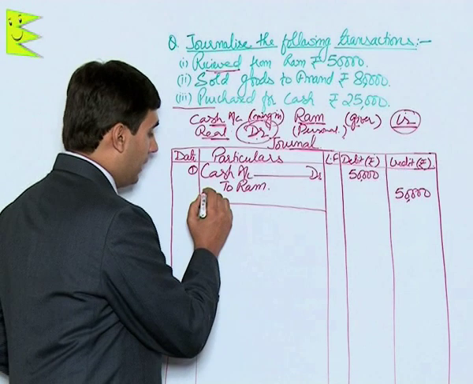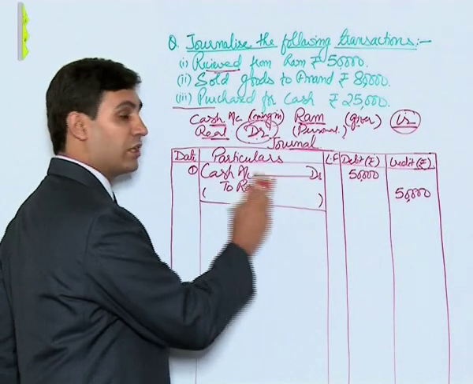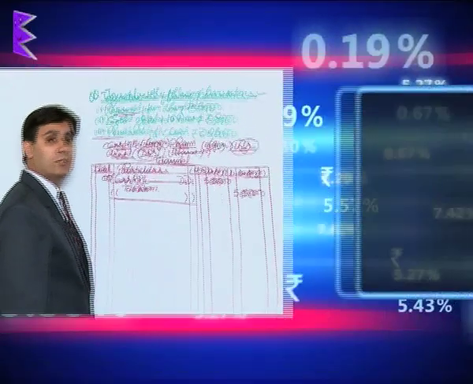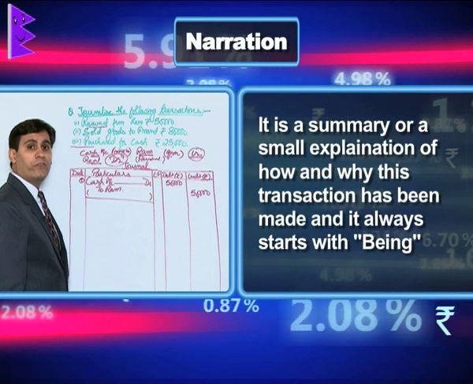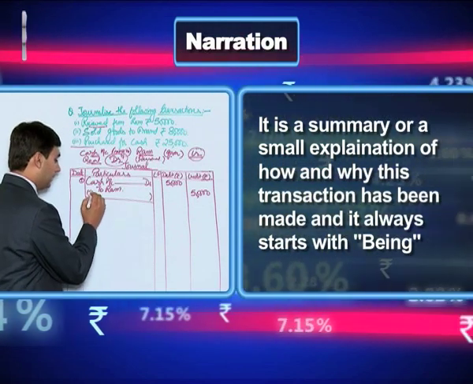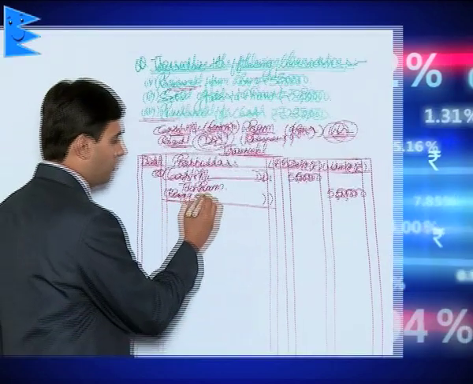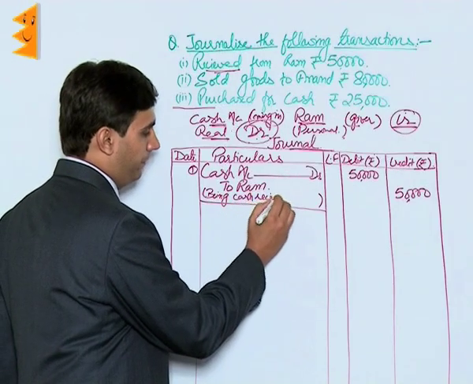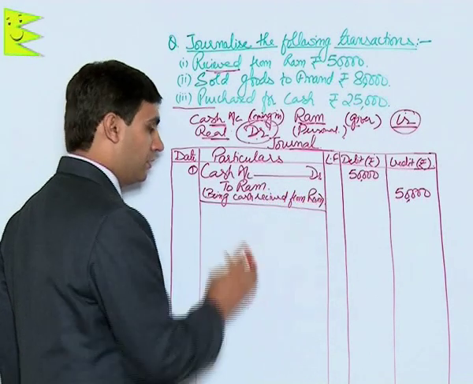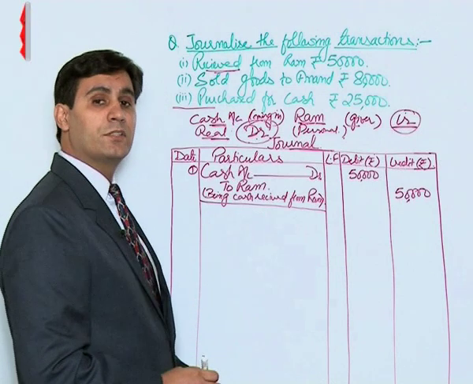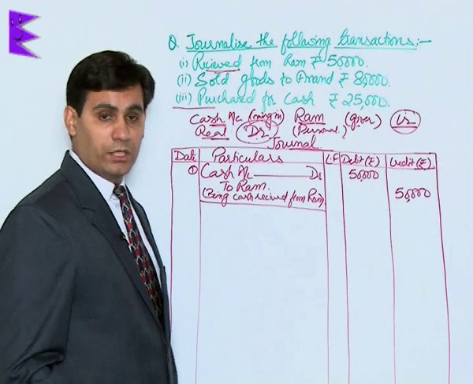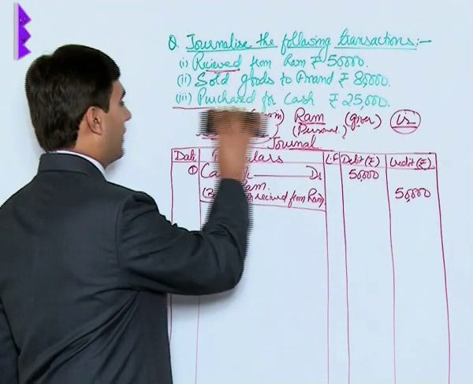Now students, every journal entry that we have made has a narration part to it. The narration is a summary or an explanation of how and why this transaction has been made. It always starts with being. So we'll write being cash received from Ram. This line makes it clear that this entry was made because Ram has paid us a certain sum of money. Now let us come to the second transaction.